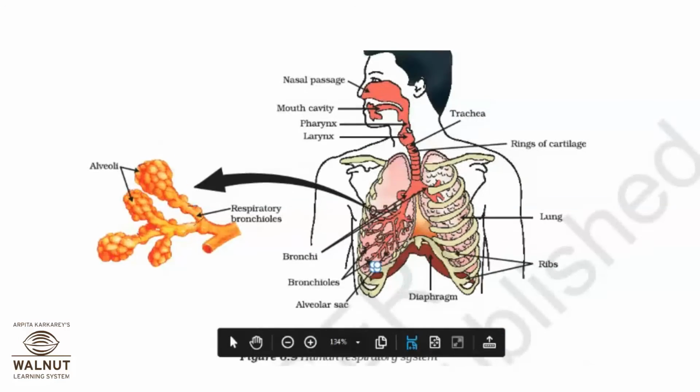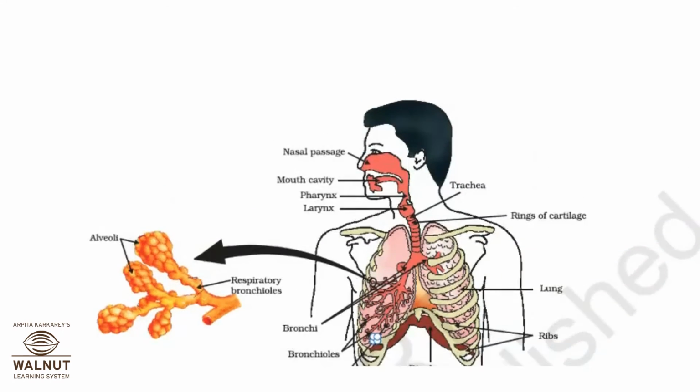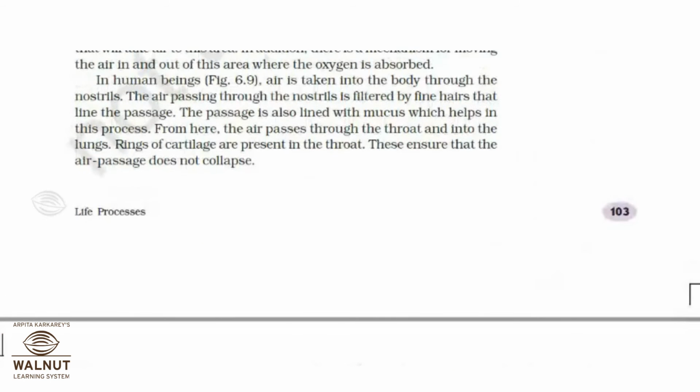Okay, so we will go through the text which is given in the textbook. In human beings, air is taken into the body through the nostril. So that is the first interaction. The air passing through the nostril is filtered by fine hairs that line the passage. The passage is also lined with mucus, which helps in this process. Helps in this process means filtering the dust particles. Also, because it is mucus, it will smoothen the nasal passage.